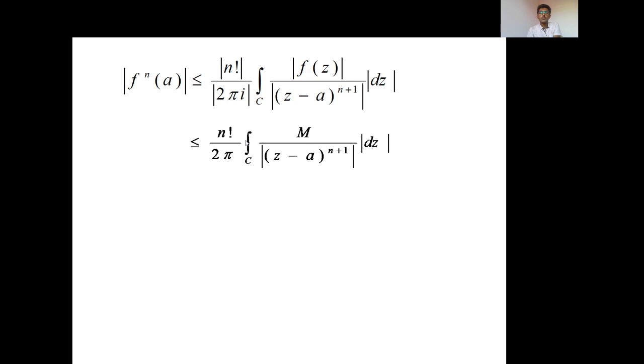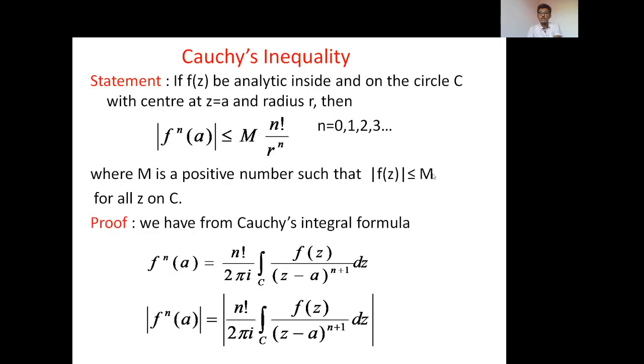So modulus is the root of real part square plus imaginary part square. The real part is 0 and the imaginary part is 1, which is nothing but 1. Therefore, modulus of i is nothing but 1. Integration over every C. But it is given in the statement that modulus of f of z is less than or equal to M, where M is any positive number.